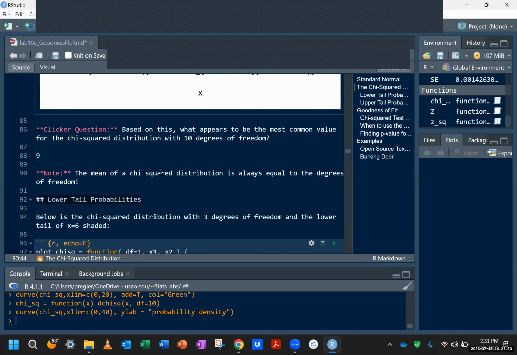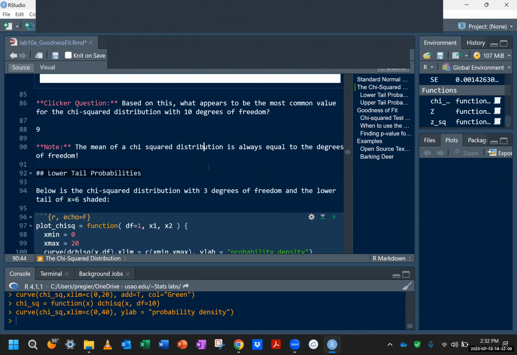So the mean is always equal to the degrees of freedom. That's just a side fact. Mostly now you know kind of where the chi-squared comes from. Not that any of it matters for using it so much as I want you to be able to find upper and lower tail probabilities accurately. So we're going to do the same thing we did in lab 6 with normal distributions. We're going to start finding upper and lower tail probabilities of our chi-squared.